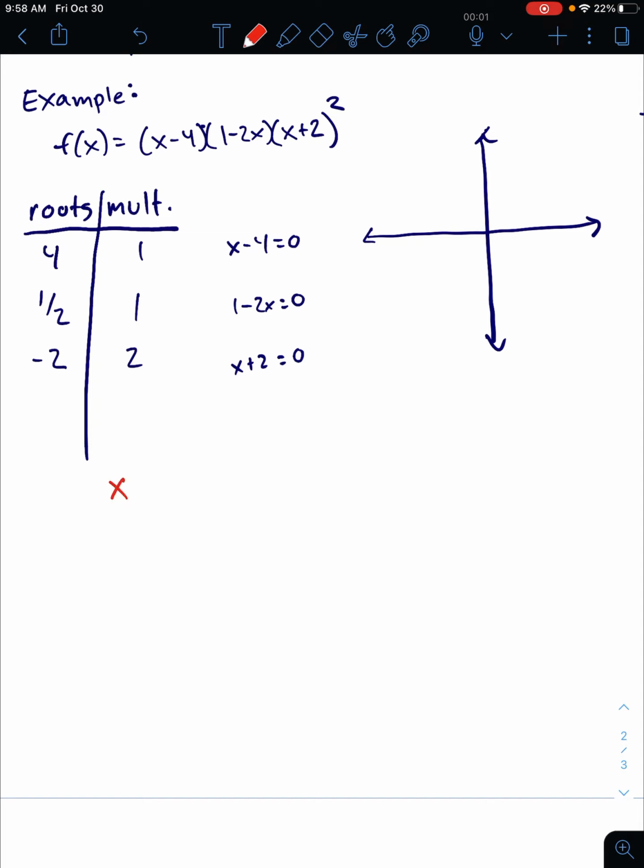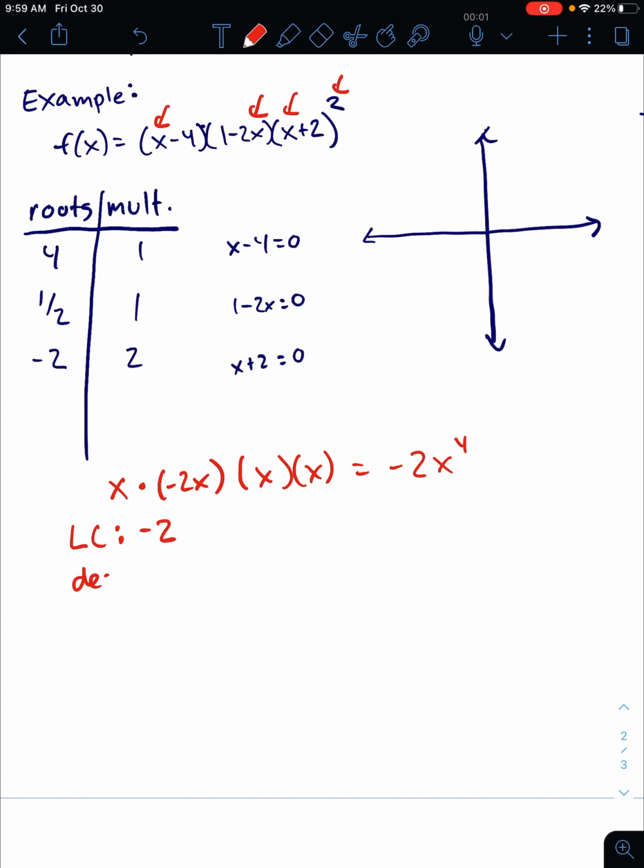Okay, then I need to find what my leading coefficient is and what my degree is. So to do that, I'm going to take all of those x terms. I'm going to do x times -2x times x times x. I have to do this twice because it's squared. So then I'm going to get -2x to the 4th. My leading coefficient is -2. My degree is 4. So therefore I have a negative leading coefficient and an even degree.